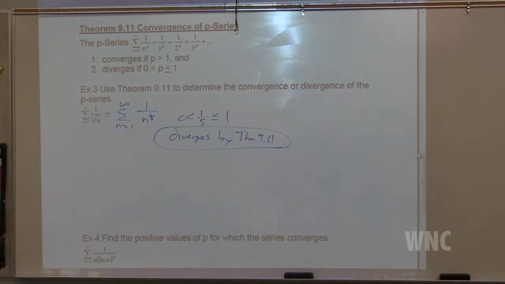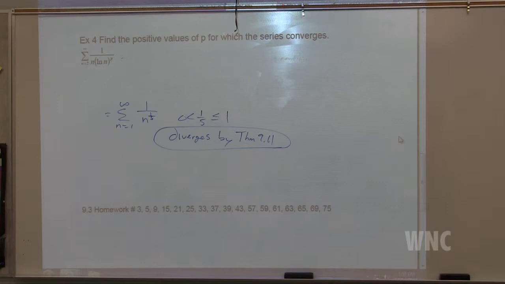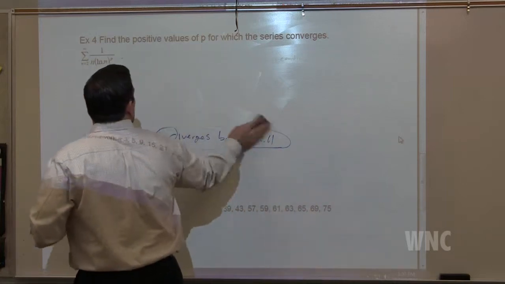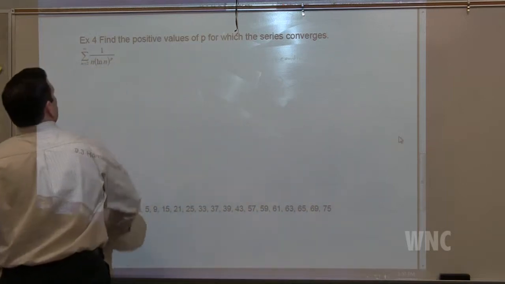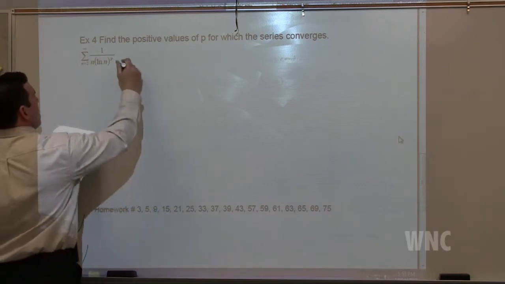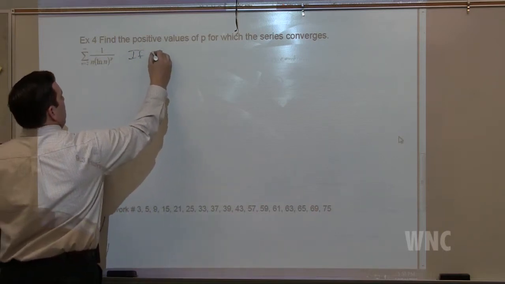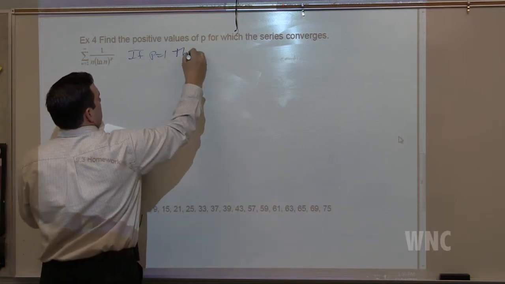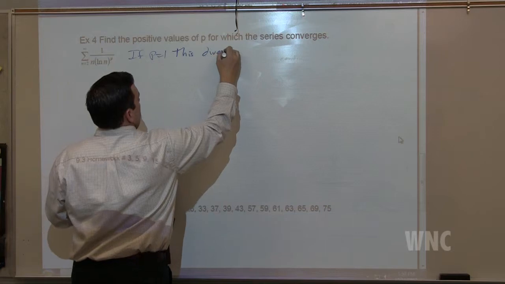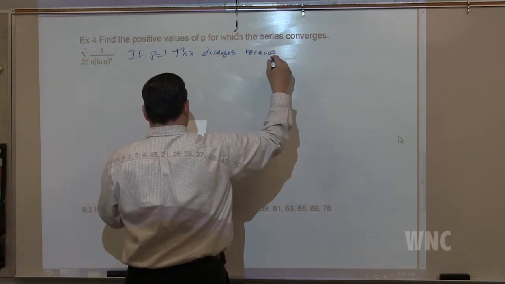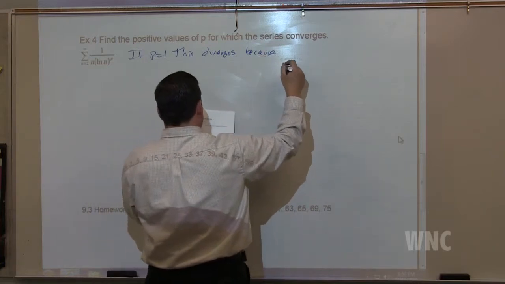Okay. Last example from this section. Find the positive values of p for which the series converges. So, if p equals 1, this diverges, because the power on n is 1.